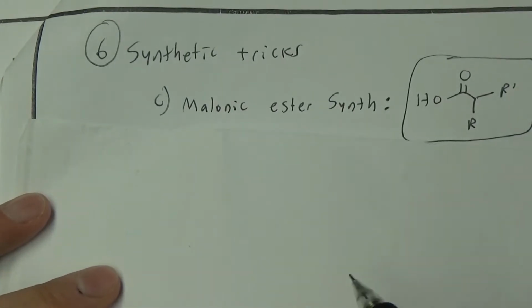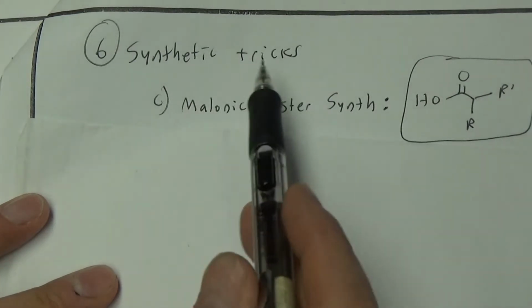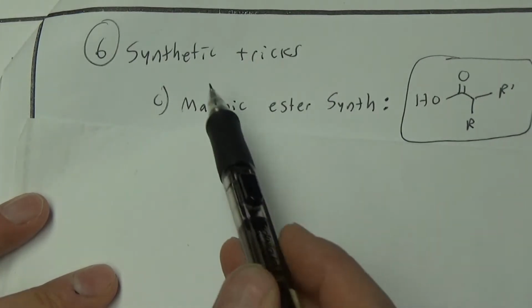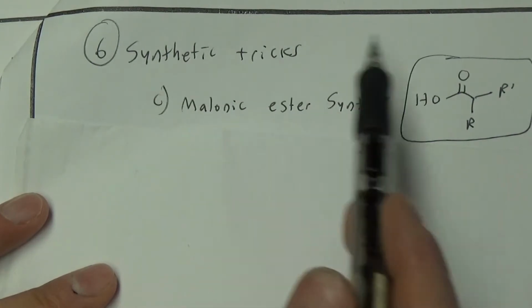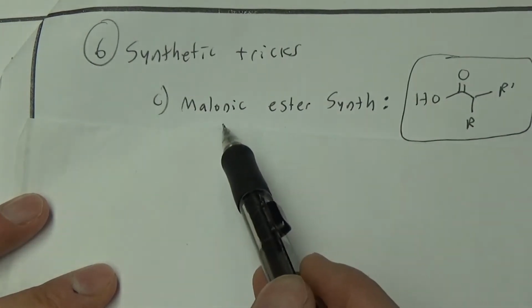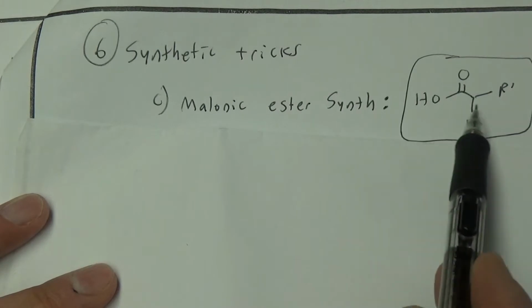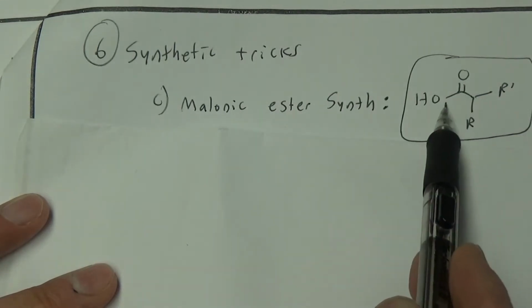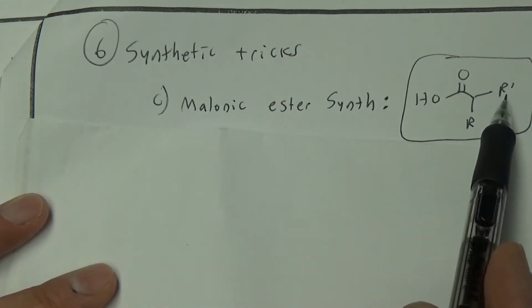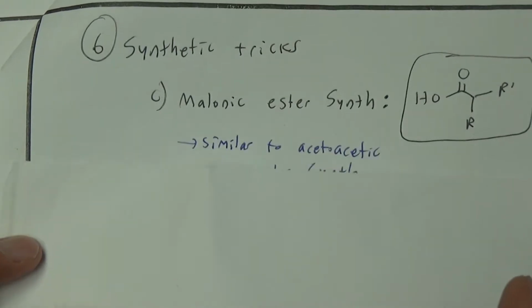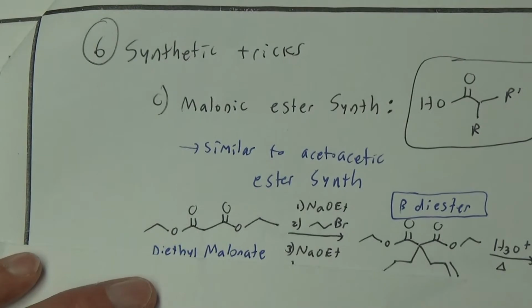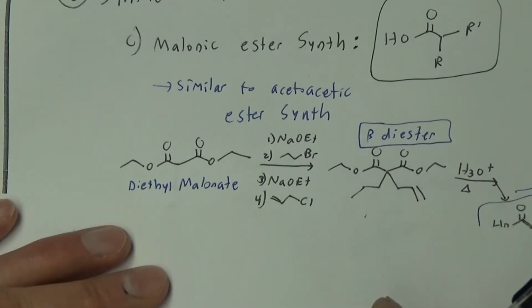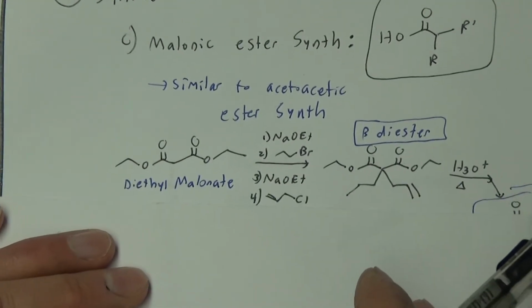Okay, and then we also started the other one of these that's related. This whole section 6 is synthetic strategies or synthetic tricks. It's called the malonic ester synthesis. It's the same exact thing, except you end up with a carboxylic acid and 2 R groups. The one difference, obviously, was the starting material.